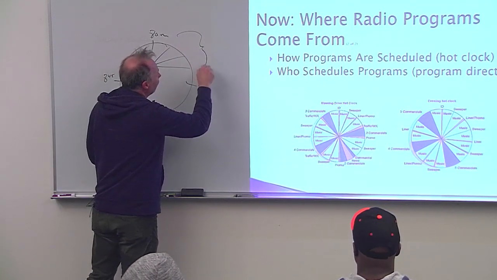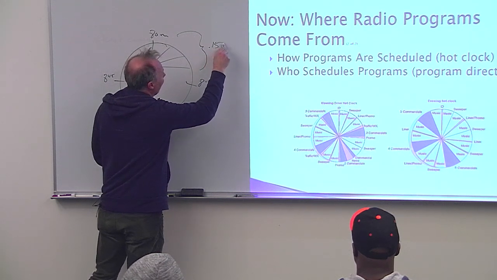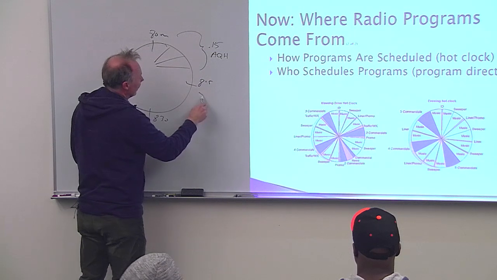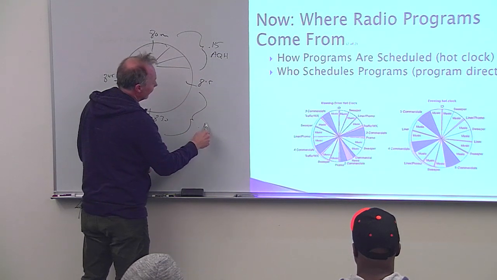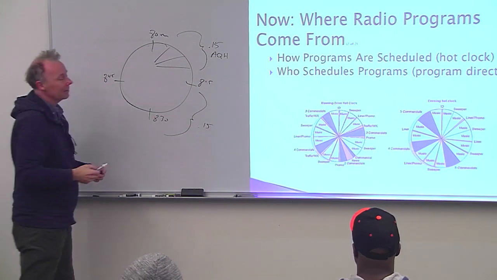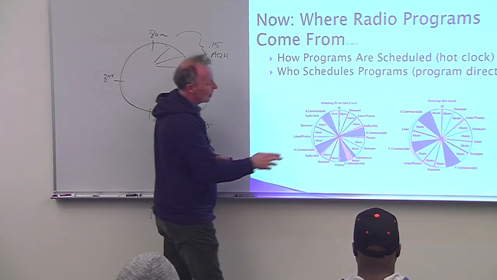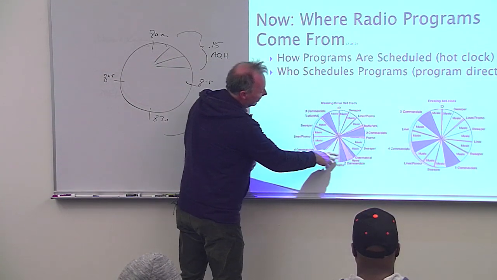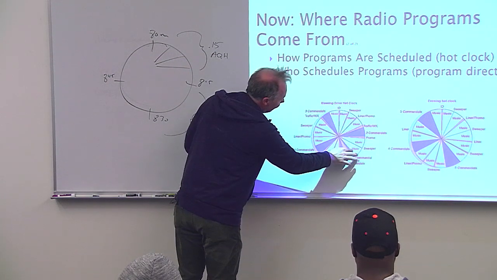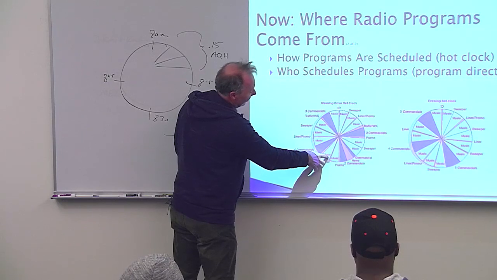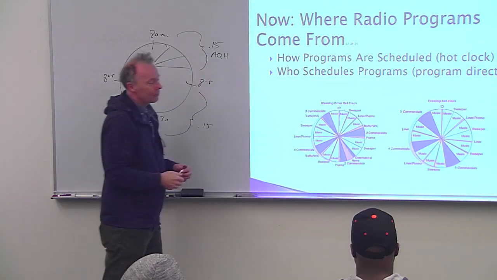The ratings happen every quarter hour. It's called AQH, average quarter hour. So in each 15-minute segment, they want to maximize the number of listeners that are there. And so you notice that they'll start off with music at the top of each segment, at least in these two, going down. It doesn't say exactly what time it's for, but here again, it's pretty consistent.